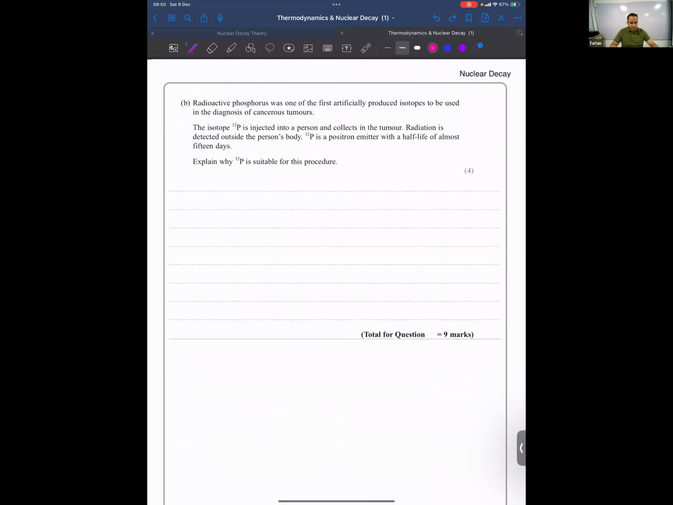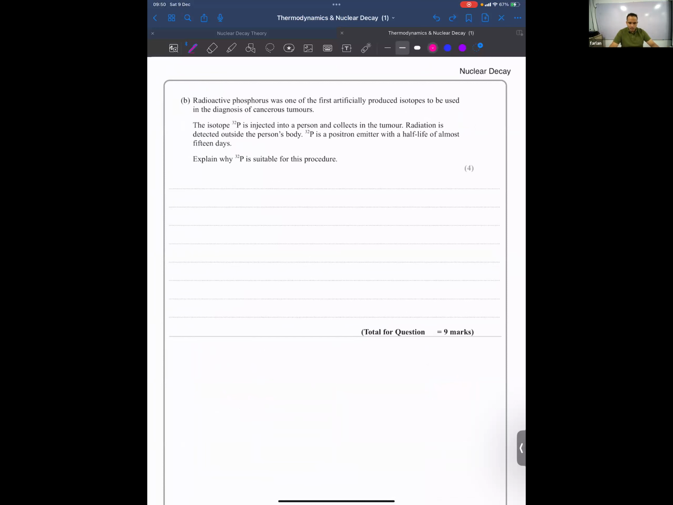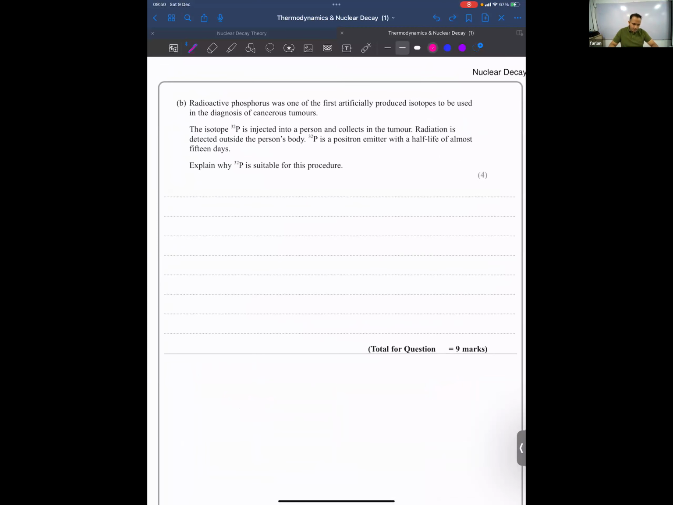Right, there's the next one. Radioactive phosphorus was one of the first artificially produced isotopes to be used in diagnosis of cancerous tumors. The phosphorus-32 is injected into a person and collects in the tumor. Radiation is detected outside the person's body, and P-32 is a positron emitter with a half-life of almost 15 days. Explain why 32P is suitable for this procedure. Read it again.